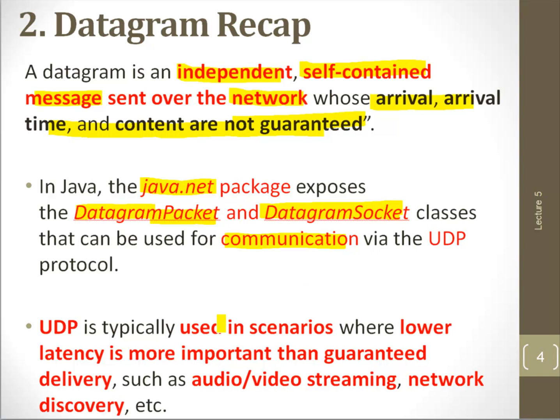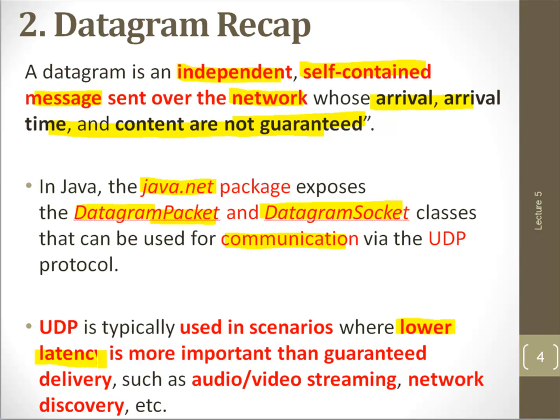UDP is typically used in scenarios where lower latency is more important than guaranteed delivery. I want to send the data very fast, very quick, that is lower latency. The data must reach the destination very quickly, but I'm not going to worry about the delivery. That means no guarantee the datagram will reach or not, but I want to do it very quick. Applications for this include, for example, audio and video streaming and network discovery.